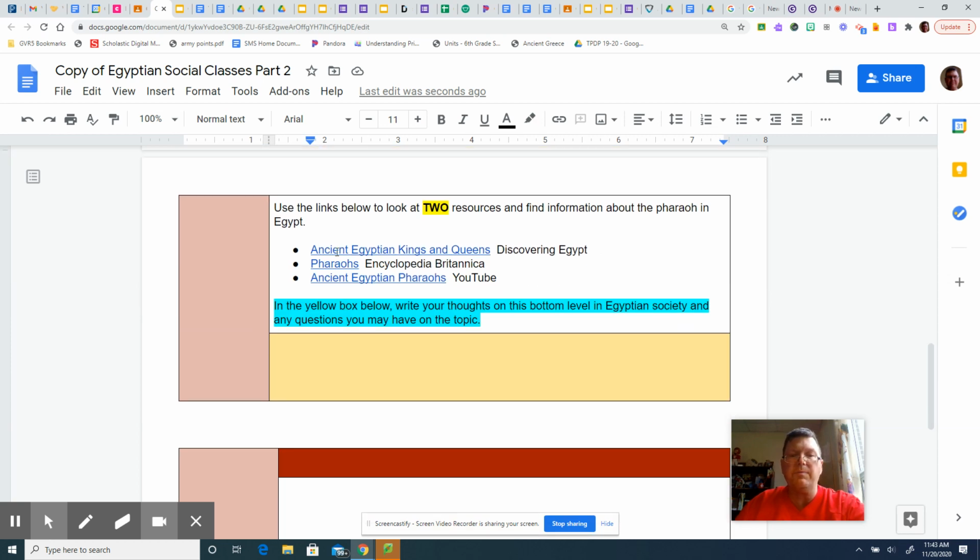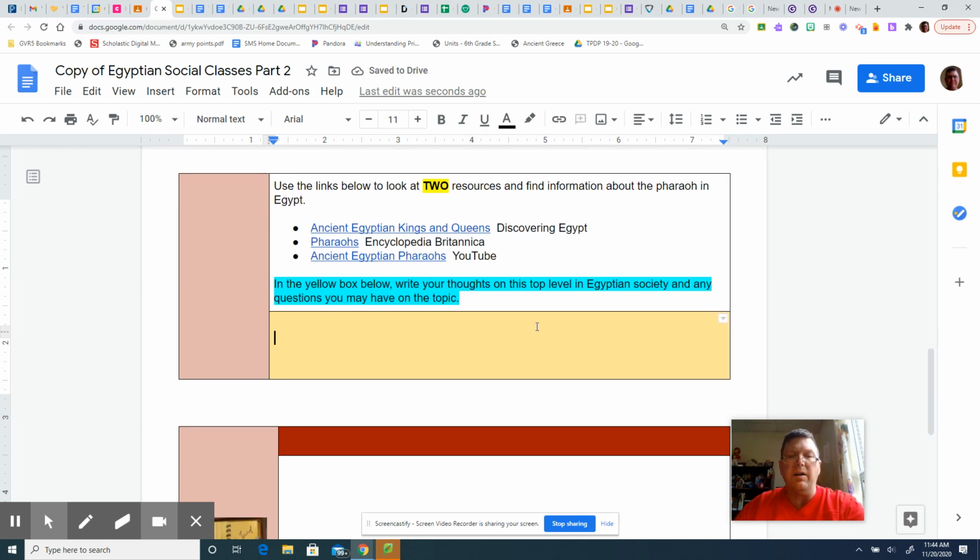And then, of course, down below, we got the Pharaoh, the ancient pharaohs, and even some pharaohs that were female pharaohs out there. So see if you can learn about those. And again, you use the links below, do some research about them. Again, we're building our background knowledge. And in the yellow box below, write your thoughts about this level in Egyptian society. Okay, and I should say this should be the top level. So that's what you're going to be doing today on this part here.